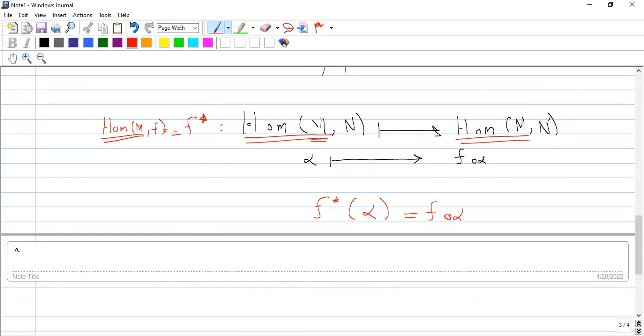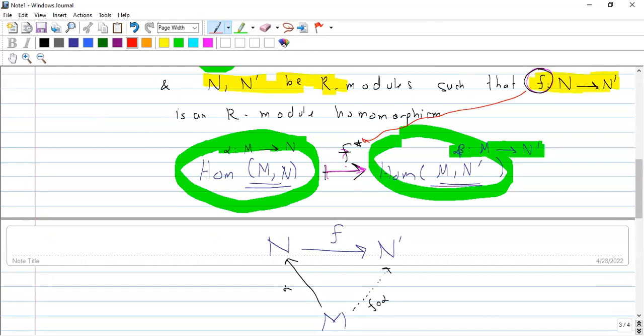So what we have seen is that whenever we have a map from N to N dash, then after applying Hom of M, N on both sides, I will get two R modules, and this R module homomorphism F is also inducing a map between these two Hom modules, and this map F star is also an R module homomorphism.